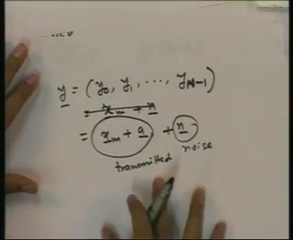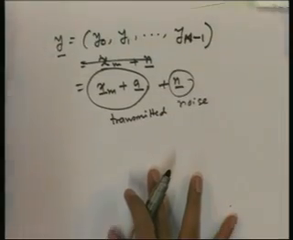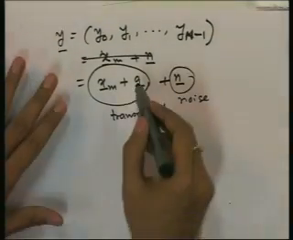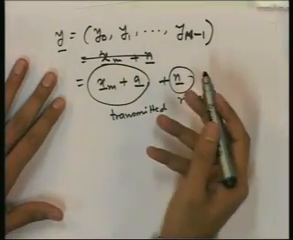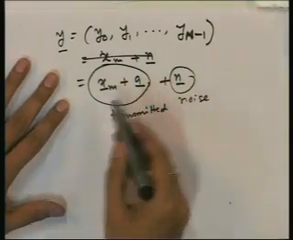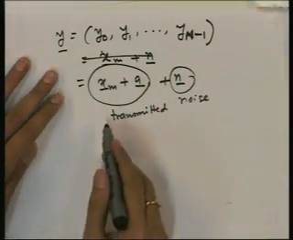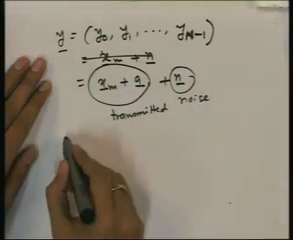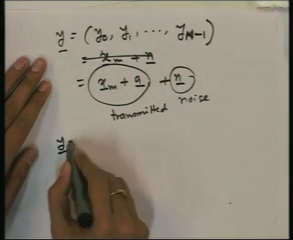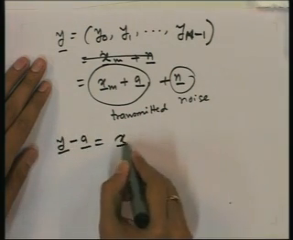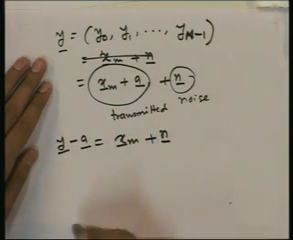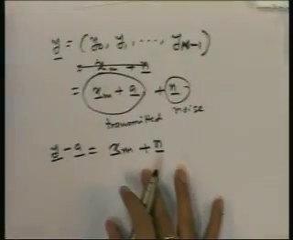So, we have received this. Now, what can the receiver do? The receiver knows this vector a, because this is a fixed vector, and it can simply subtract a from y, and then get x_m plus n.